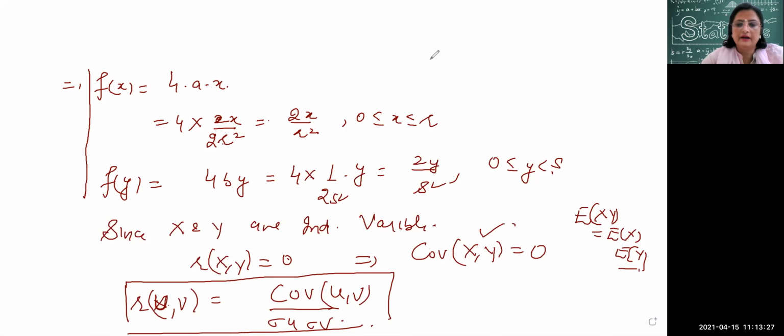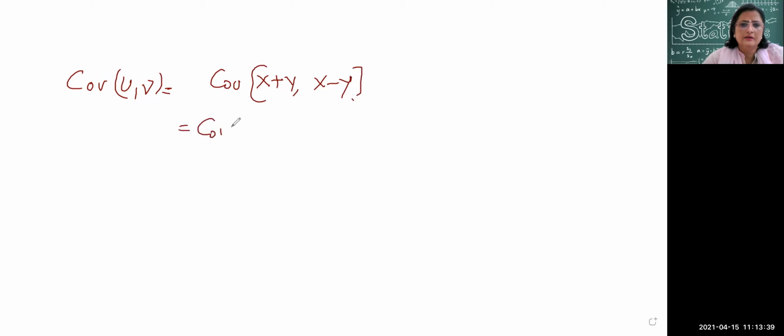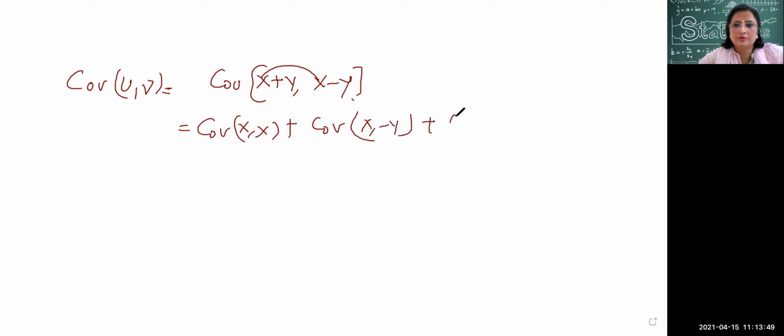So now we will find out covariance between u and v. The value of u is covariance between x plus y and x minus y. So we have directly the formula, we will open it with pairing. This is covariance between x and x plus covariance between x and minus y plus covariance between y and x, then plus covariance between y and minus y.